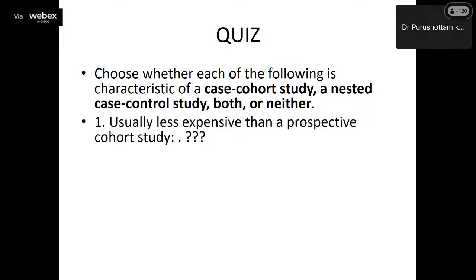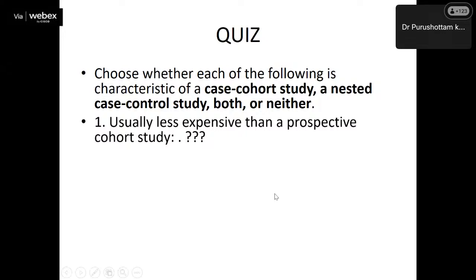Anyone unmute and tell me? Dr. Kritika wrote in the chat box case cohort. Dr. Pooja wrote nested case control. So the answer here is both. It is both case cohort and nested case control. Both are less expensive than the cohort study. Not only the case cohort or nested case control, both are less expensive than the cohort study.